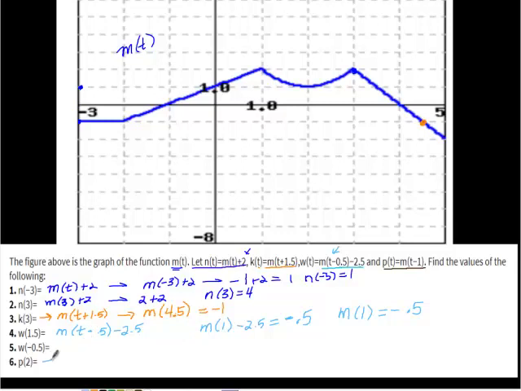I'm going to skip down to this one right here because I want to make sure I get everything done I said I was going to get done, as much as possible. P of 2. So p is m of t minus 1. So we want m of 2 minus 1. We want m of 1. M of 1 is 2. So you can check this.